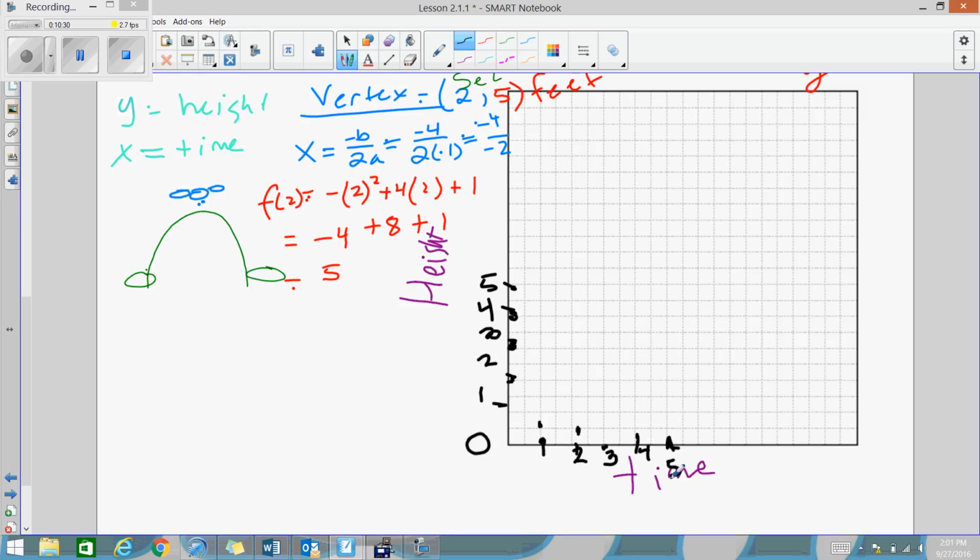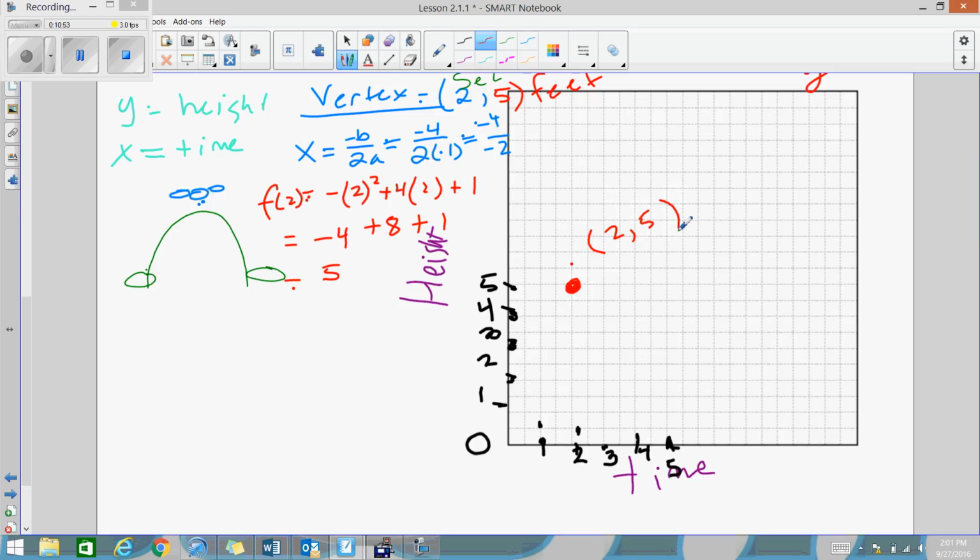All right, anyway, what we need to do is graph all the information here. I'm going to start with my vertex at (2, 5). That means at 2 seconds, he's at 5 feet. So let's see, where is that going to be? Okay, that's how we go. So that's our vertex, (2, 5).